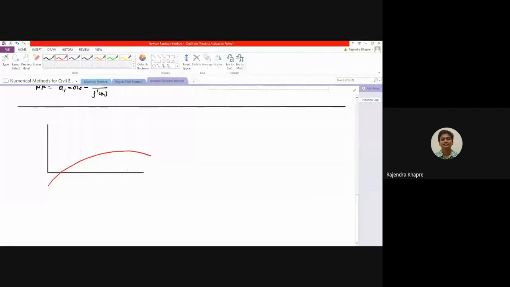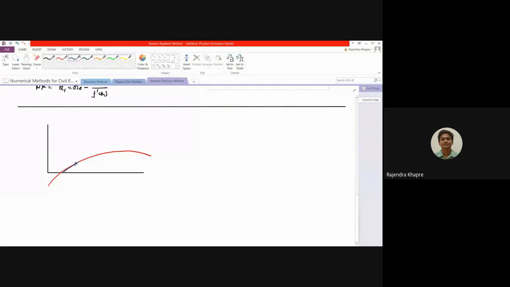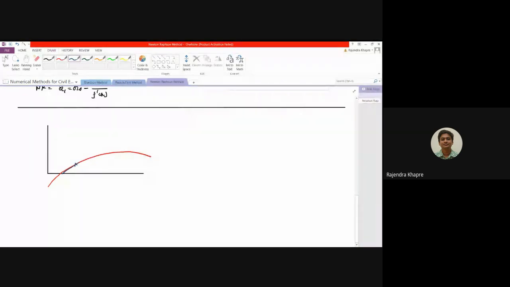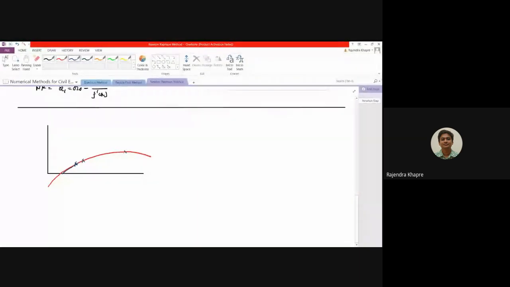Now as far as the procedure of this Newton Raphson method is concerned, we have to choose any point. What will happen if you choose a point over here? You will get a tangent which intersects the x-axis, which will ultimately converge towards the 0. But this choice of the point is up to you. Some of you may choose this point, some of you may choose this point, even some of you may choose this point.